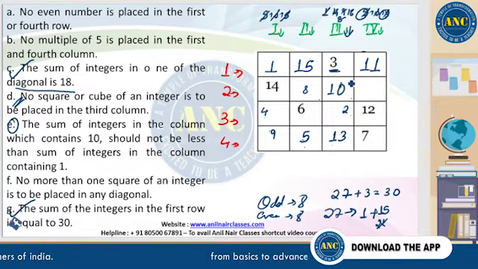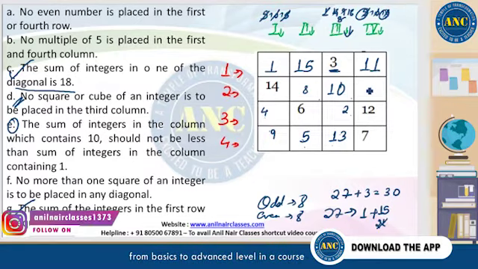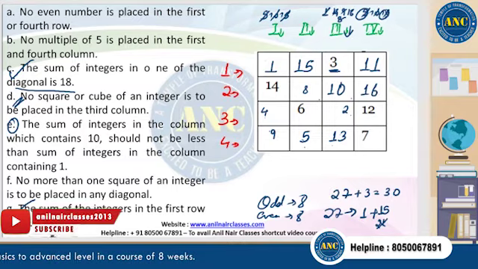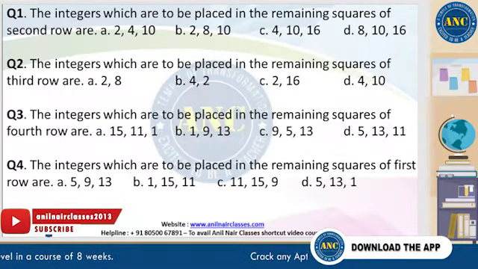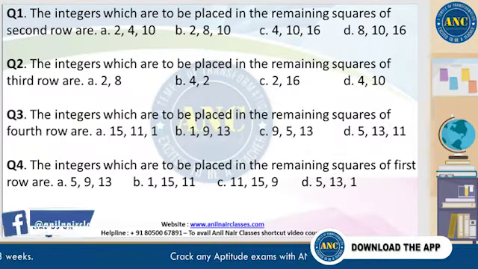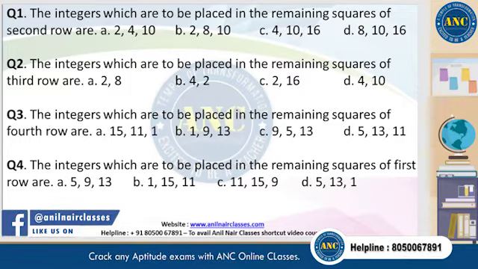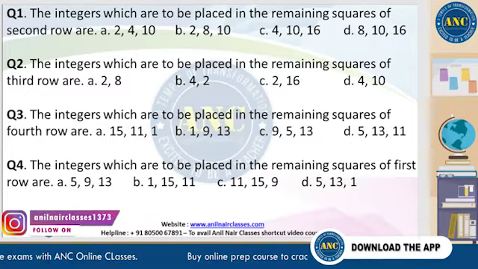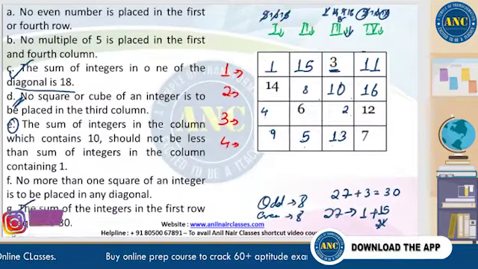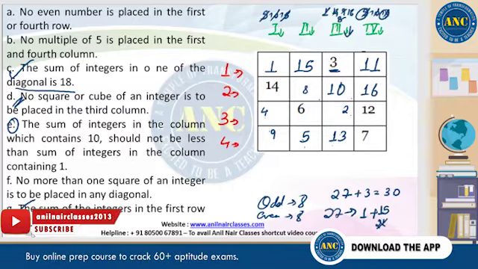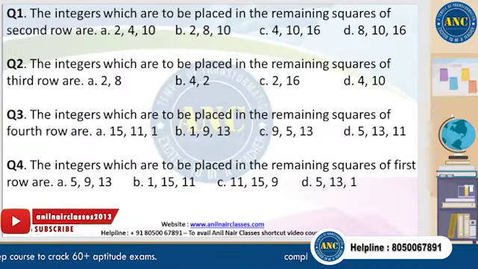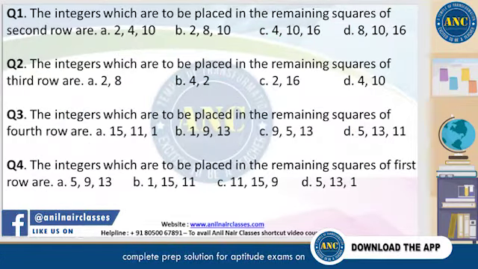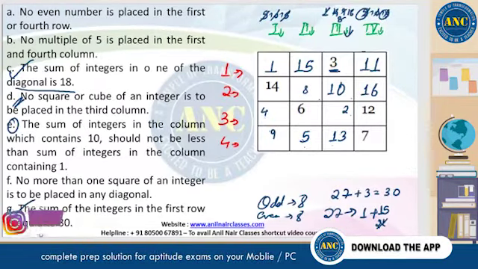Okay. So I missed out on this number. This number is of course 16, so that fills our table. Now we can answer the questions. There are 4 questions to answer. The integers placed in the remaining squares of the second row are 8, 10, and 16. That's the last answer option.